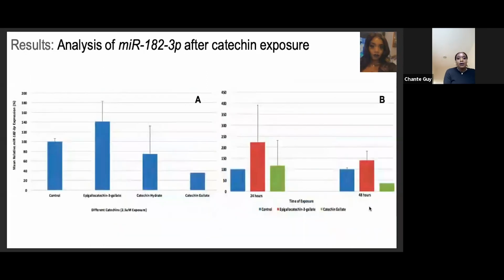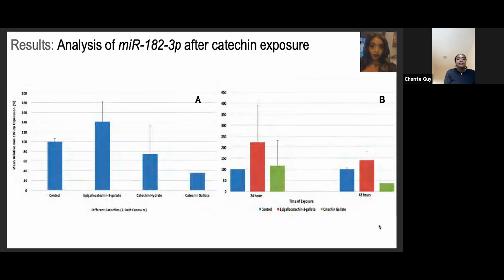Shown here in figure B, comparing the levels of microRNA 182 to the untreated cells used as control, no effect on the relative expression is seen after 24-hour exposure to Epigallocatechin 3 gallate, seen here in red, and catechin gallate, seen in green. We, however, see a decrease in the levels with catechin gallate after 48 hours.